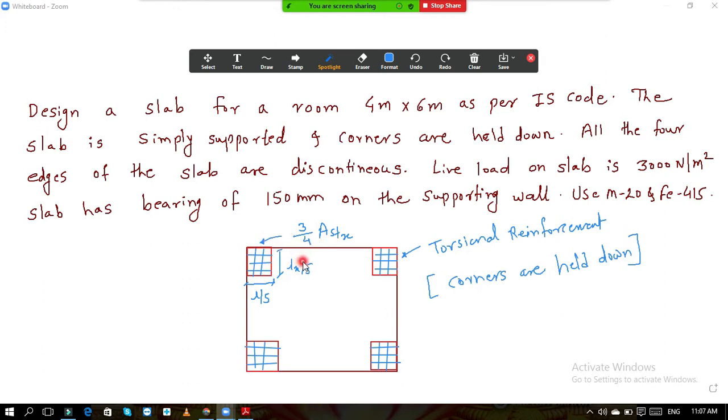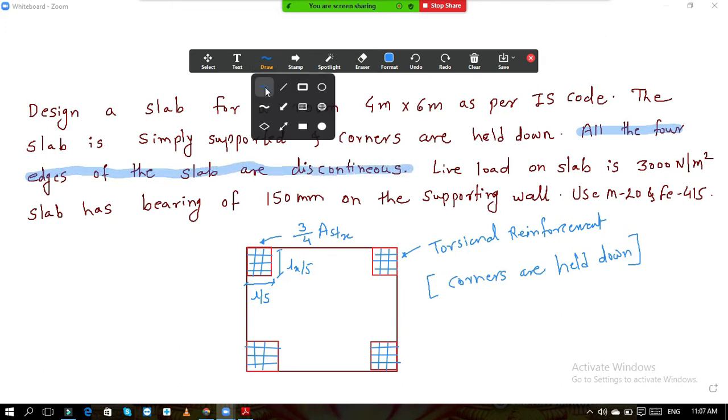And it is provided at the corner for a length of Lx by 5. So now see, the next sentence they have given us is the most important sentence. All four edges of the slab are discontinuous. So this is the condition.